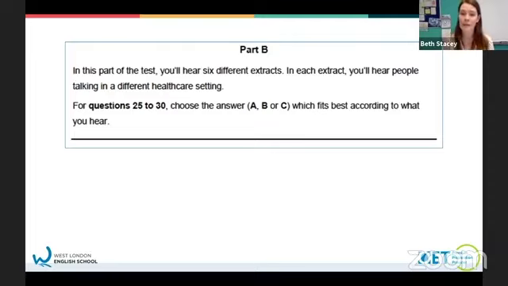So for part B, what you get at the top of your paper are these instructions. And you will hear this on the recording. In this part of the test, you'll hear 6 different extracts. In each extract, you'll hear people talking in a different healthcare setting. And then we've got those 6 questions. There are 3 multiple choice answers, A, B, and C.